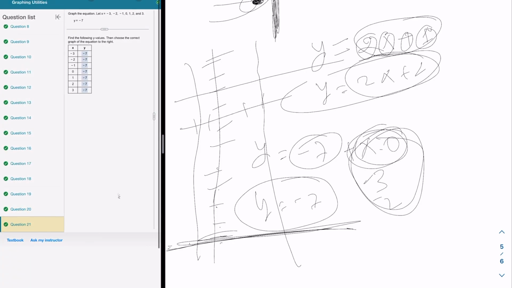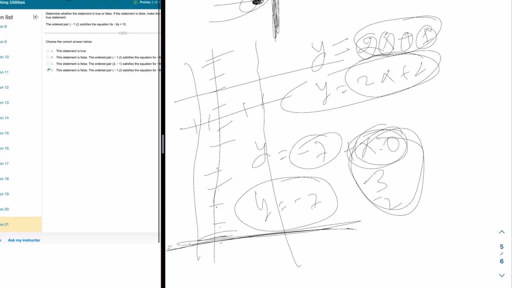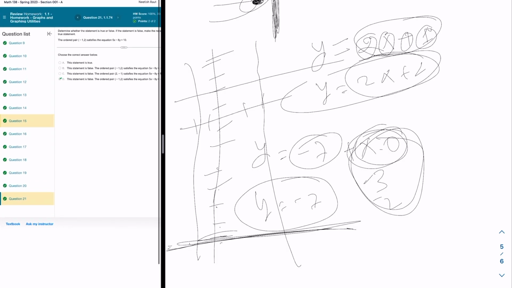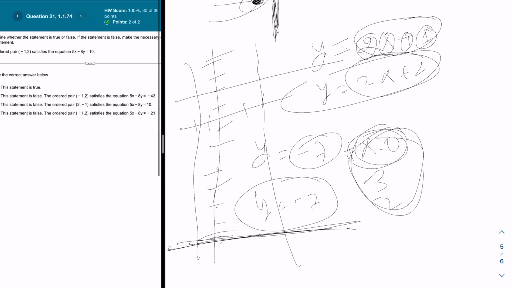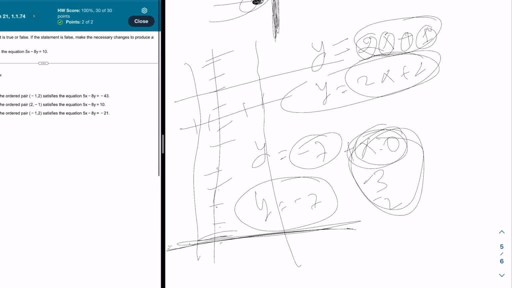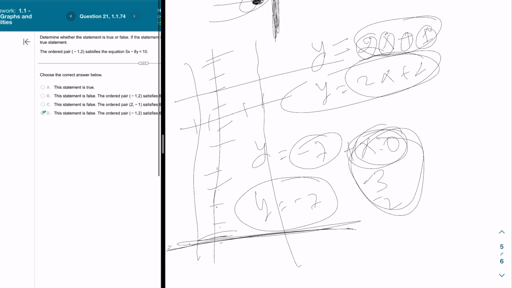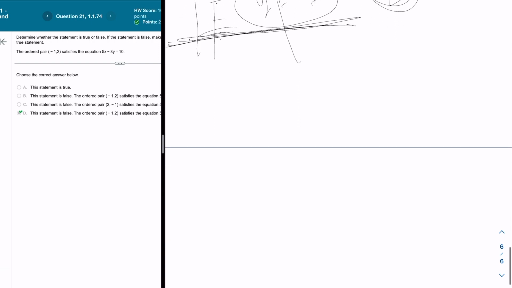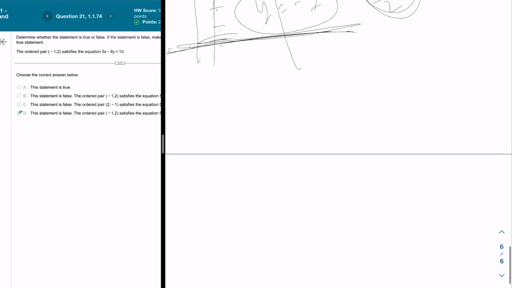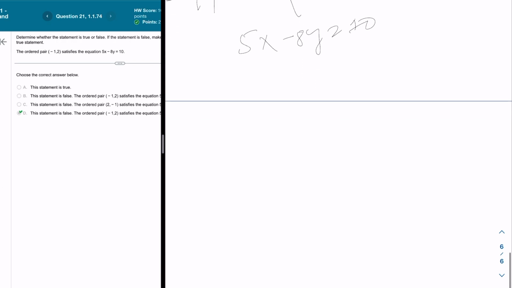Okay, now let's move to question number 21, which is our last question. Determine whether the statement is true or false. If the statement is false, make the necessary change to produce a true statement. The ordered pair (-1, 2) satisfies this equation. So we are given an equation and it is asking us to test whether (-1, 2) is a solution. So let's plug that in.